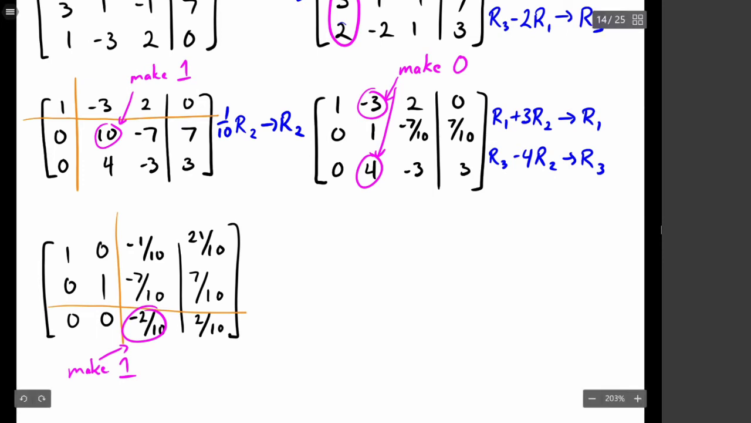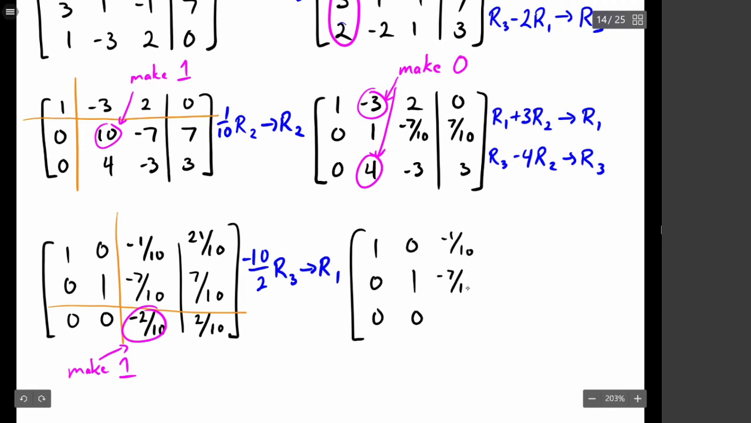What do we have to do here? Well, there's a negative 2 over 10 there. So if we multiply by negative 10 over 2, that's going to turn it into a nice, lovely 1. Go ahead and do that. We get 1, 0, 0, 0, 1, 0, minus 1 over 10, minus 7 over 10, 7 over 10, and negative. Fantastic.